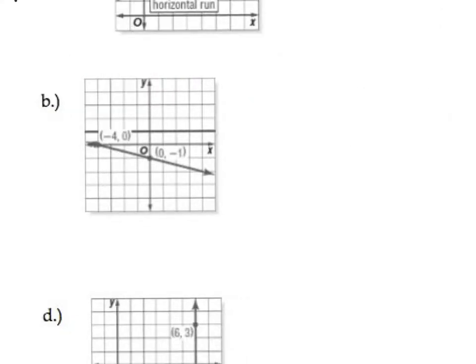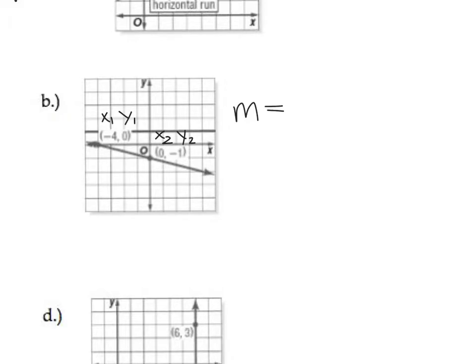In our second example, we have the points -4, 0, and 0, -1. So we want to find the slope between those 2 points. First, label my first point as x1, y1. My second point is x2, y2. And again, it doesn't matter which point you choose to be x1, y1, and which one you choose to be x2, y2. So I go to find the slope.